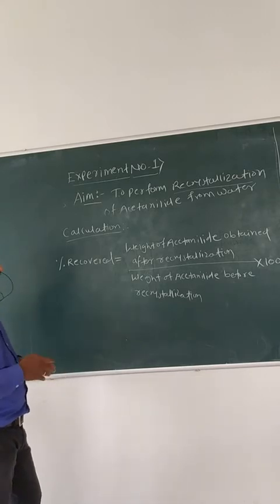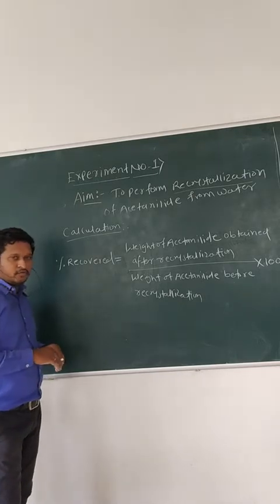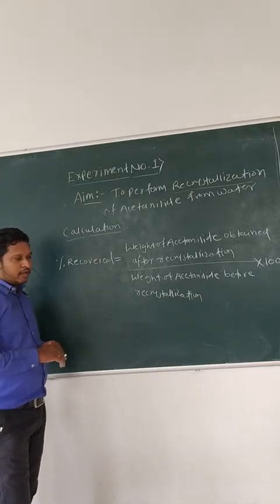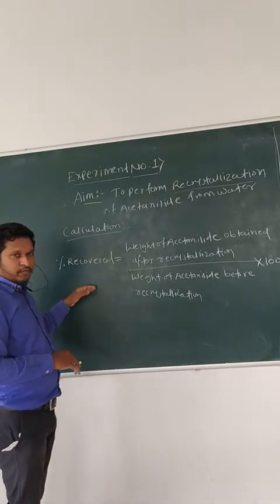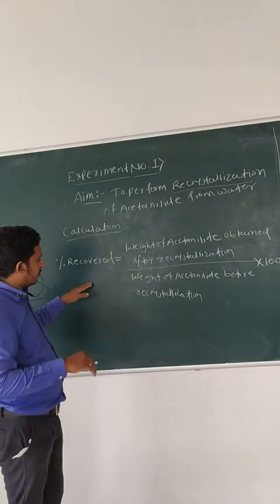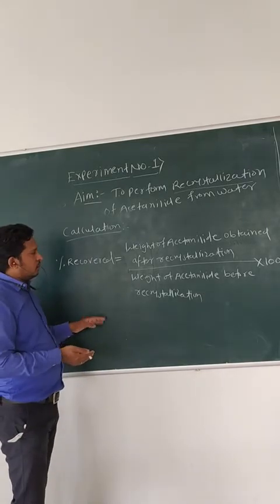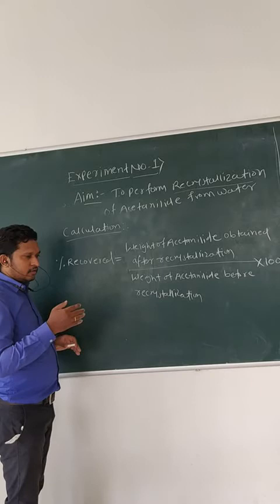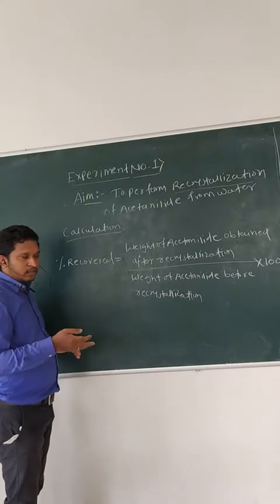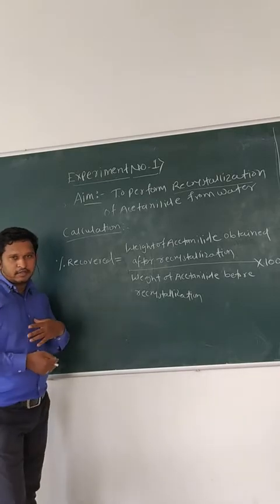Whatever the result will be, you have to write it down in table form. In the table you have to write down the structure of acetanilide, the weight of the acetanilide before recrystallization, and the weight of the acetanilide after recrystallization. Along with that, you have to take the melting point also, before and after recrystallization.